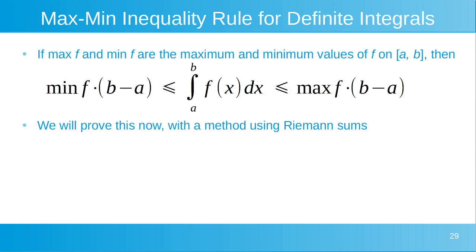So that's our Max-Min Inequality Rule for definite integrals. If max f and min f are the maximum and minimum values of a function f on a closed interval from a to b, then min f times b minus a is less than or equal to the integral from a to b of f of x dx, and that's less than or equal to max f times b minus a. What we're going to do now is prove this rule.